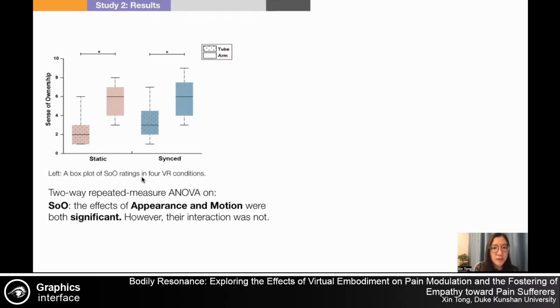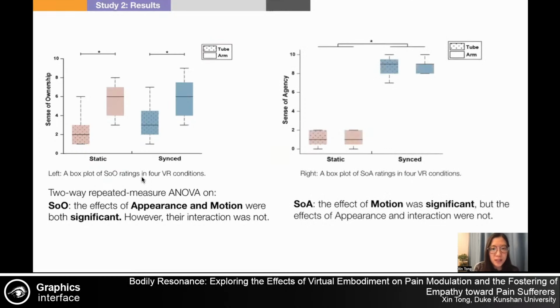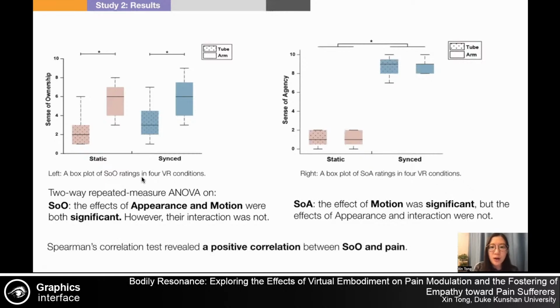Patients reported significantly higher ownership in the arm condition than the tube ones, and higher ownership in the synced conditions than the static ones. They also reported significantly higher agency in the synced condition than the static condition, and appearance did not affect agency. Interestingly, the results showed a positive correlation between ownership and CRPS pain ratings. In other words, the less realistic the virtual arms were, the better pain relief CRPS patients felt.